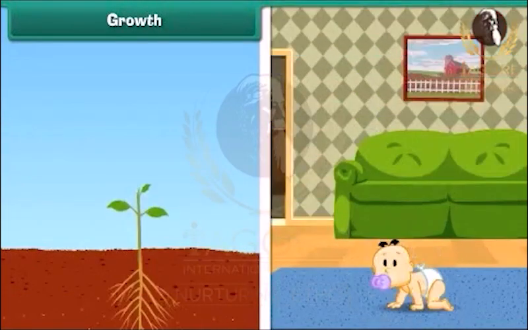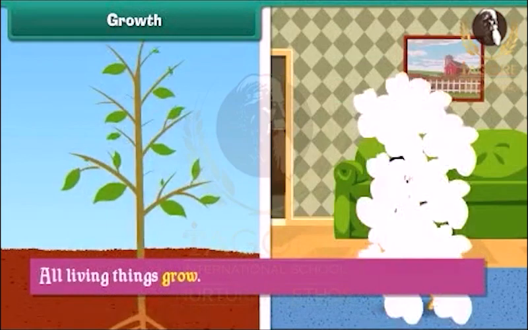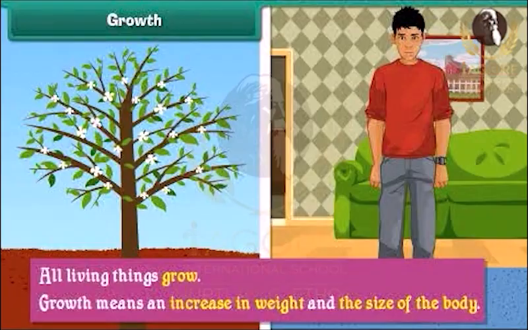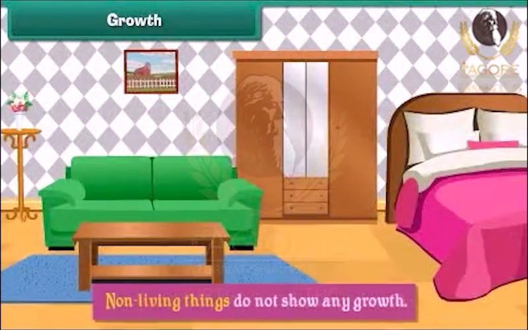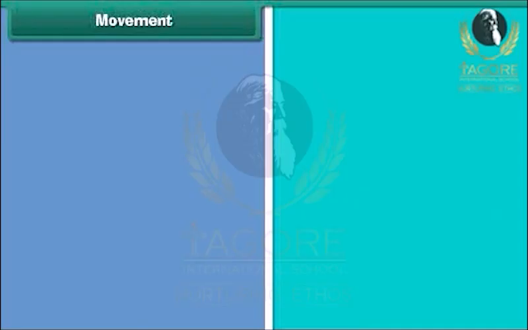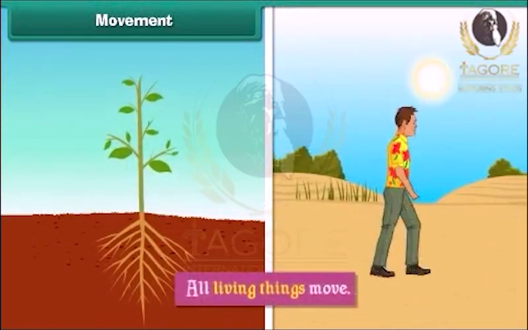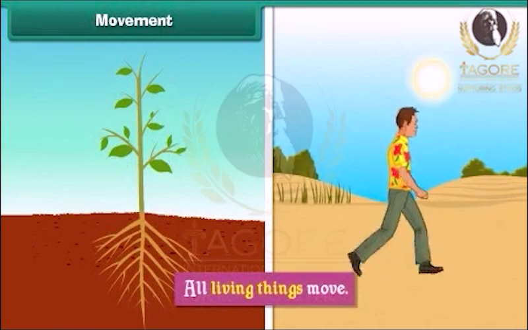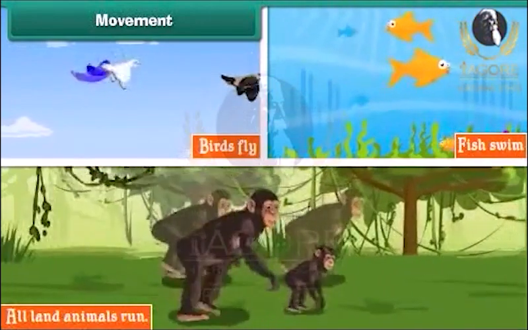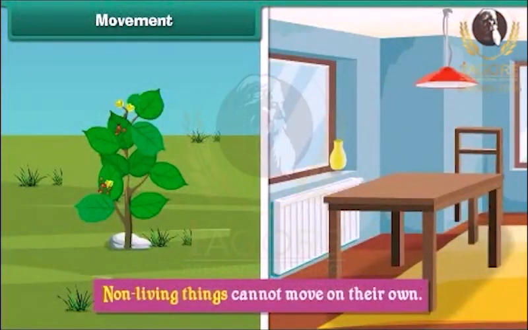Growth. All living things grow. Growth means an increase in weight and the size of the body. Non-living things do not show any growth. Movement. All living things move. For example, birds fly, fish swim, all land animals run. However, non-living things cannot move on their own.